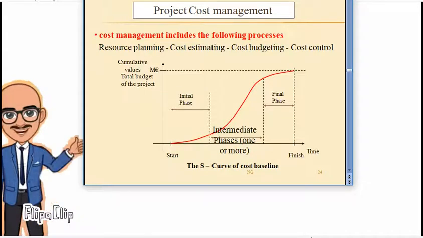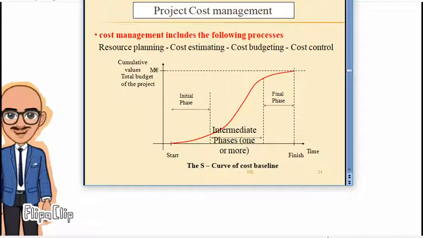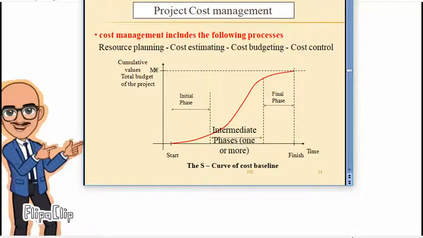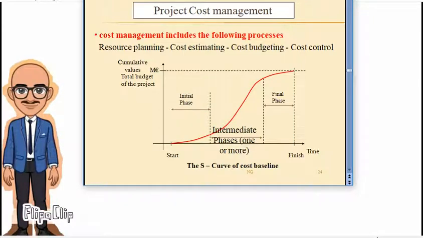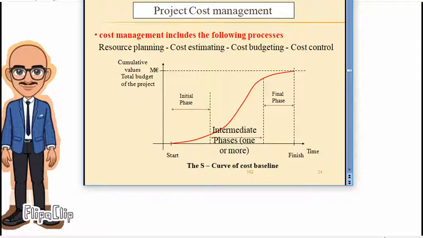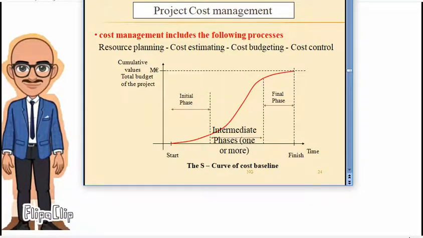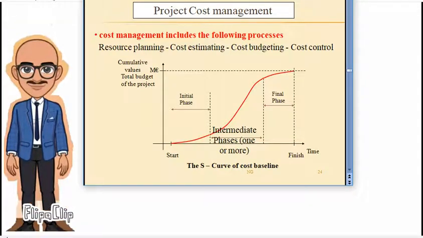And while implementing the project, you have to control the budget and control the cost, and maintain it in a proper way so that the resources are used well. This particular graph shows, on the y-axis, the cumulative value of the total budget of the project, and the x-axis shows the time, and the curve is called the S curve.